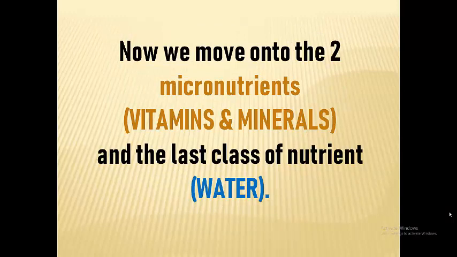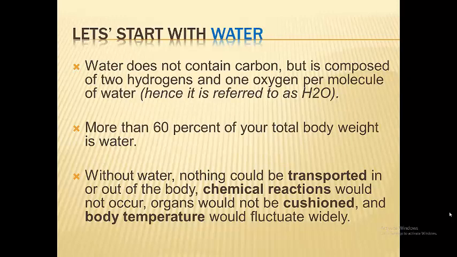So now we move on to the micronutrients, vitamins and minerals, and that last class of nutrients out of the 6, water. Remember, foods are packages of chemicals. They are combined mixtures. They are carbohydrate, they are protein, they are fat, they are vitamins, they are minerals, they are water. So where you get one, you get others as well, and oftentimes all of them simultaneously. So let's start with water.